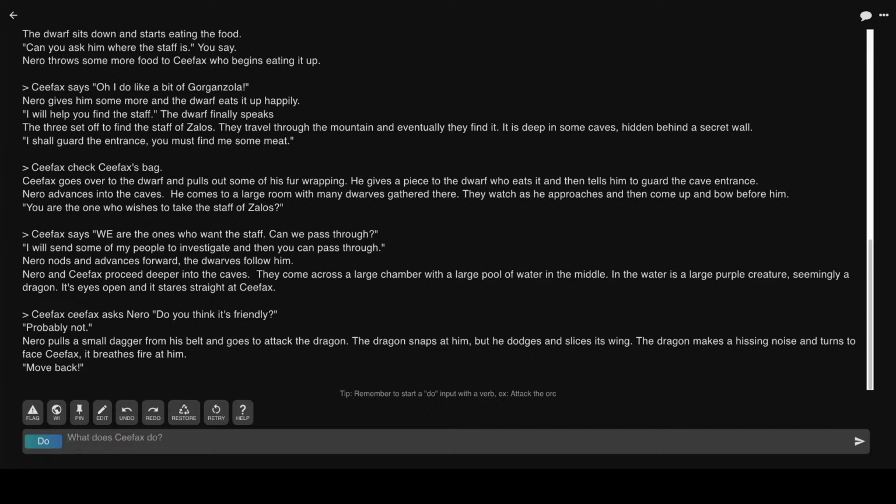I assume that's Nero saying that. I was going to run away, but what I will do is dodge. And I don't know if I've got any weapons, so I'm going to challenge the AI. I'm going to just say I've got combat abilities.